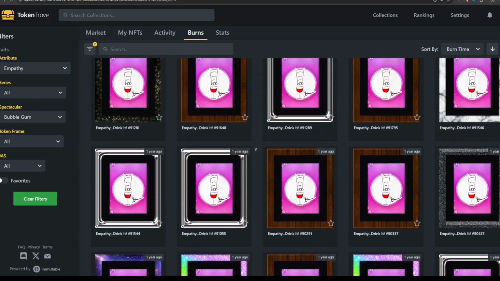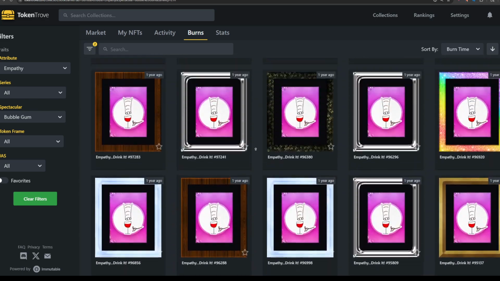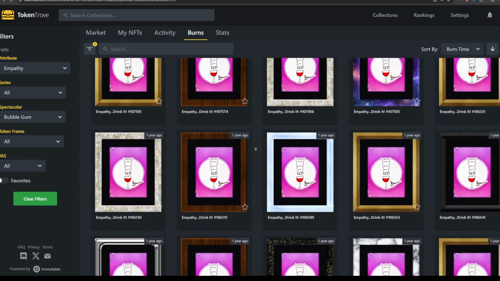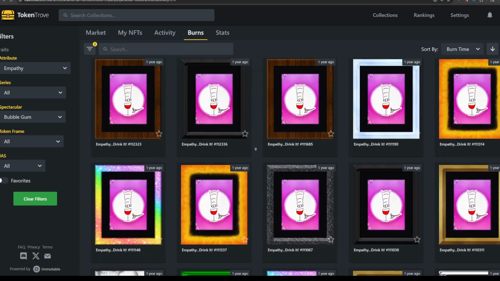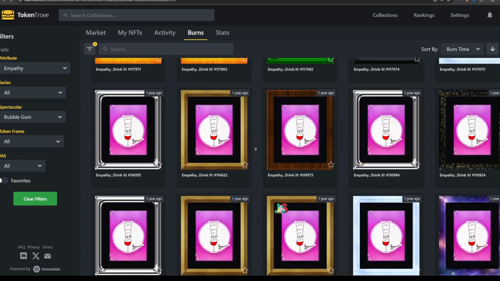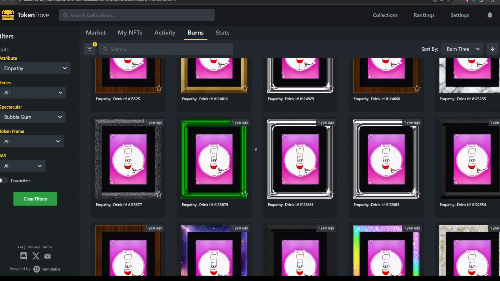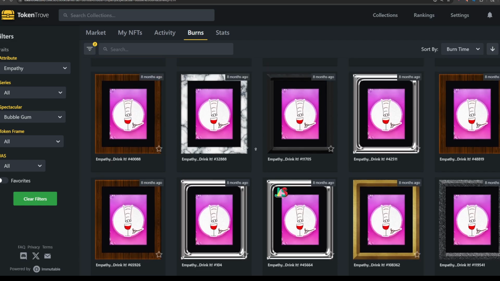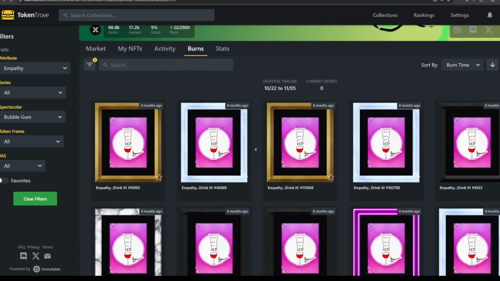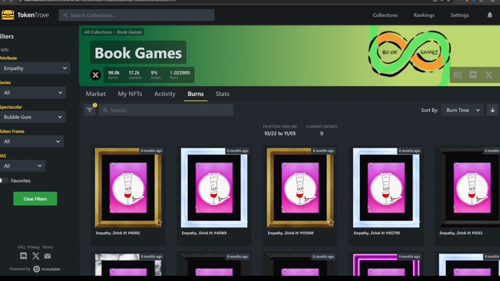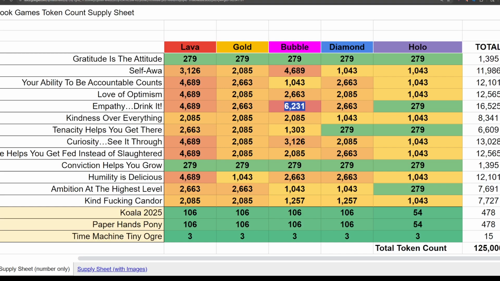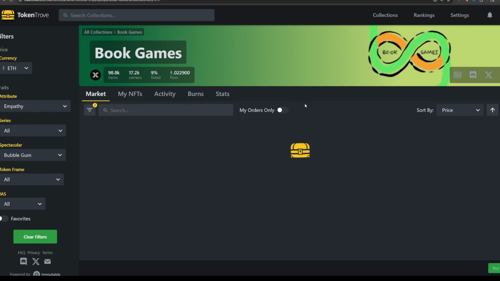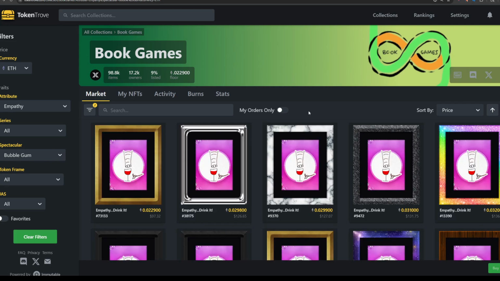Wow. Over 6,000. Did we remember how many? Let's see if you remembered the token count for BookGames Empathy Bubblegum. Did you remember it? Was that enough time for you to think of what it would be? Time's up. 6,231.